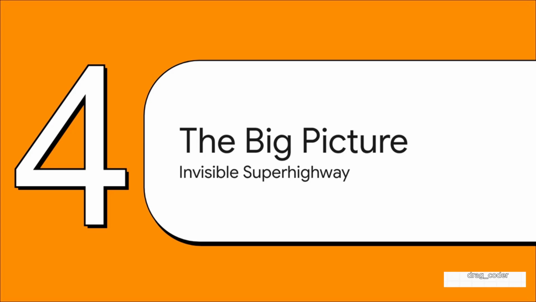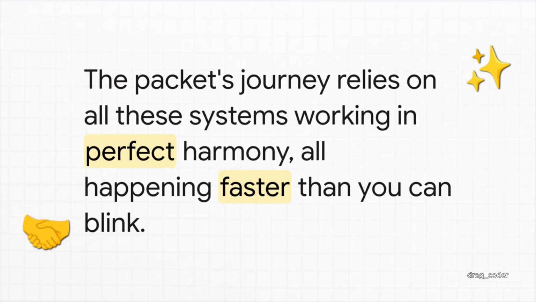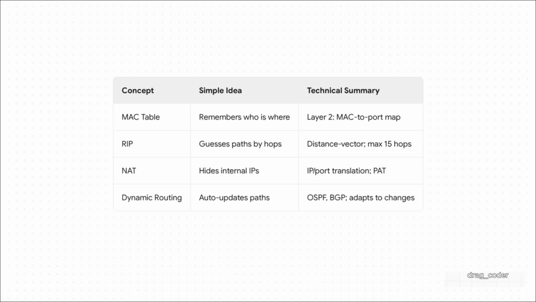So, let's recap. Our little packet found its way out of the local network using the MAC address table, it got its directions using dynamic routing, and it put on its NAT disguise to go public. It has successfully navigated the invisible superhighway. From that local switch knowing exactly which chair you're sitting in, to the routers all over the world constantly updating their maps, to that final NAT disguise, all of it has to work together in perfect harmony in a tiny fraction of a second. This table is a great final summary.